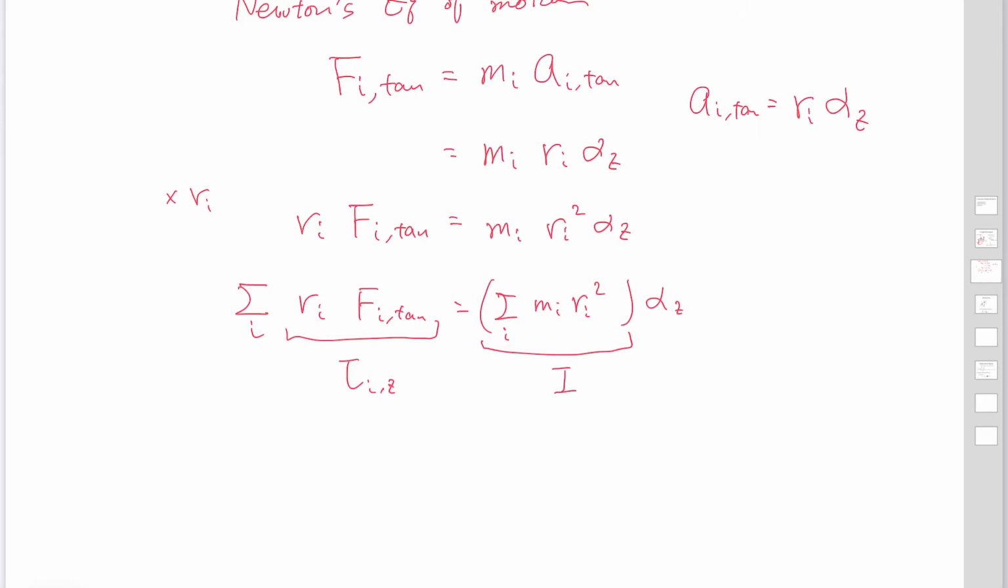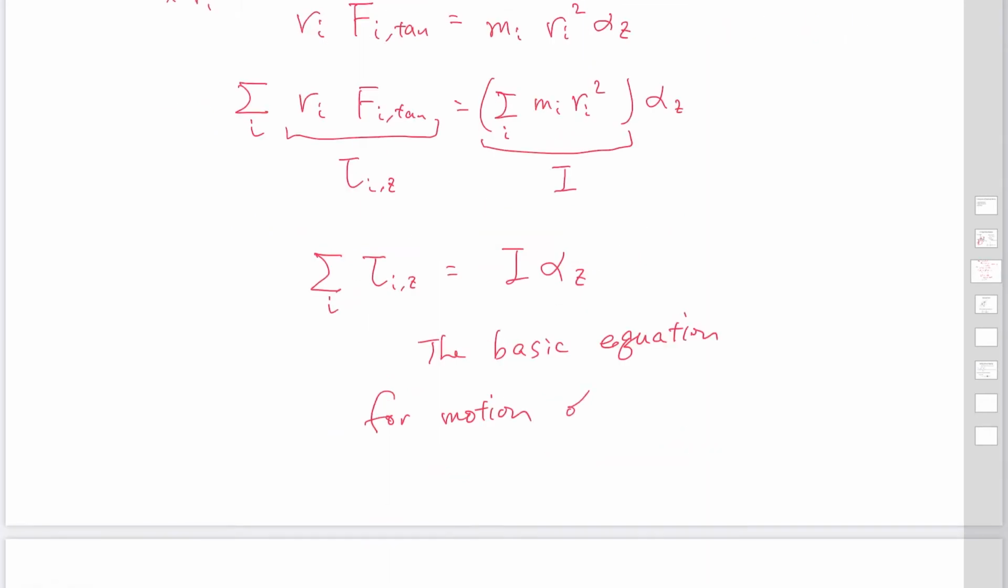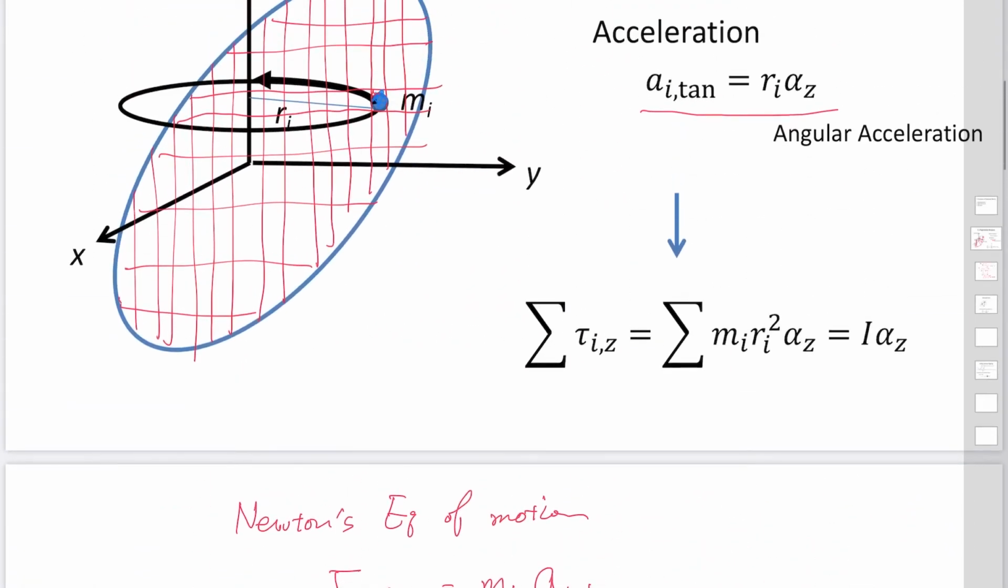So finally, we have the equation of the rotational motion of the rigid body object, expressed as the sum of the torque equal I times alpha z. This is the basic equation for motions of a rigid body object. Okay, so this is exactly equal to the last equation.